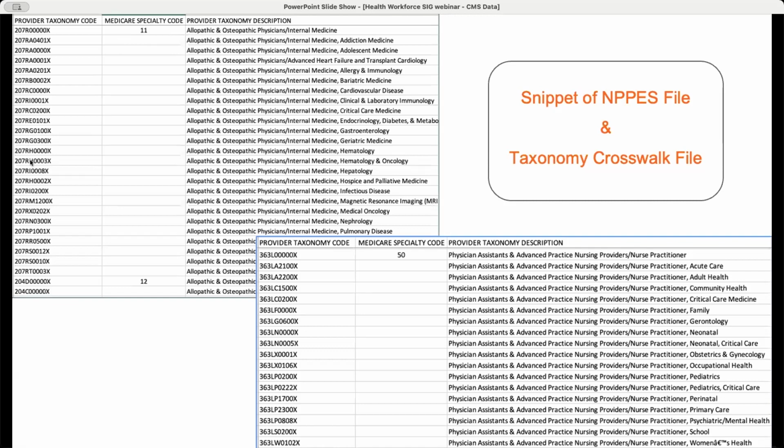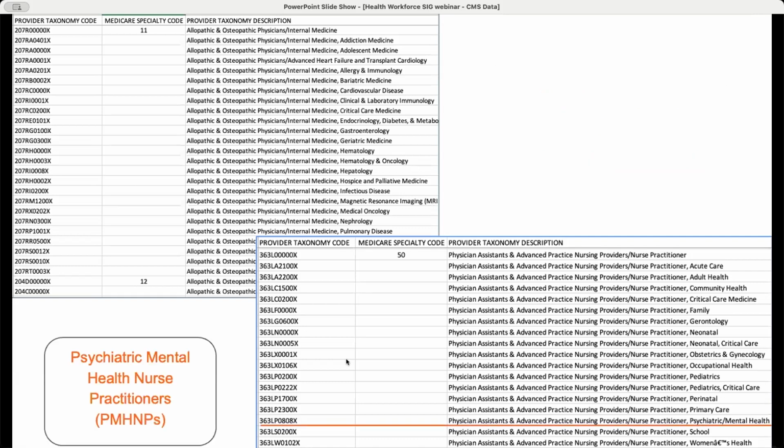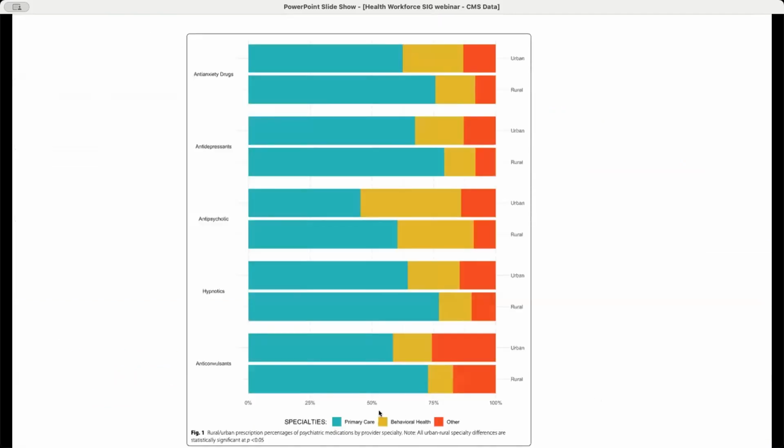And on the left-hand side here, you see the taxonomy code. Similarly, in the bottom right, I've pulled for Medicare Specialty Code 50, which is the nurse practitioners, all the subspecialties that are actually available here for nurse practitioners. So if we just use the Medicare Specialty Code, we would just be able to identify nurse practitioners, but not the specialties that they were trained in. And so for this particular study, we were also including specifically psychiatric mental health nurse practitioners under this taxonomy code, which allowed us to then group clinicians by primary care as well as behavioral health.